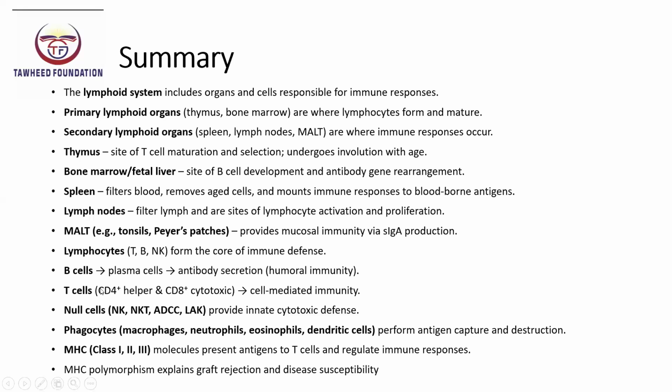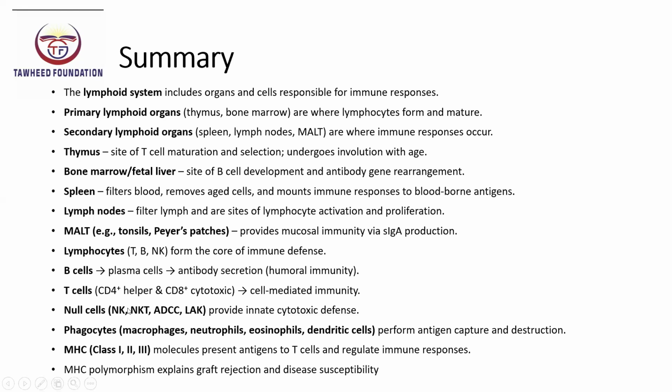Next are B and T cells. B cells transform into plasma cells, which secrete antibodies that neutralize pathogens. This is called humoral immunity. On the other hand, T cells are of two main types: CD4 plus helper T cells, which regulate immune responses, and CD8 plus cytotoxic T cells, which destroy infected or cancerous cells, known as cell-mediated immunity.